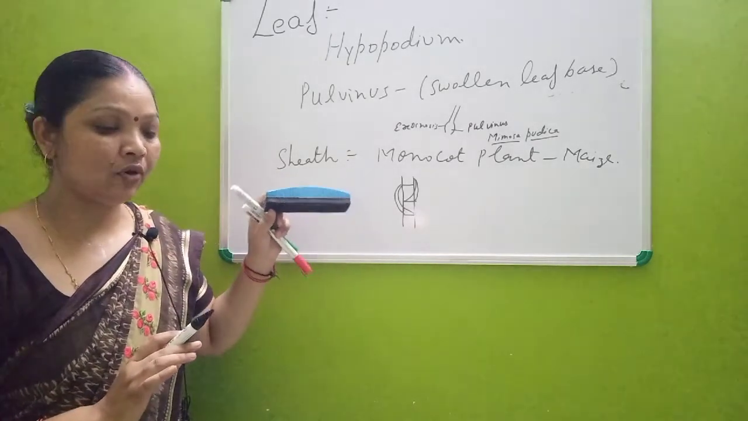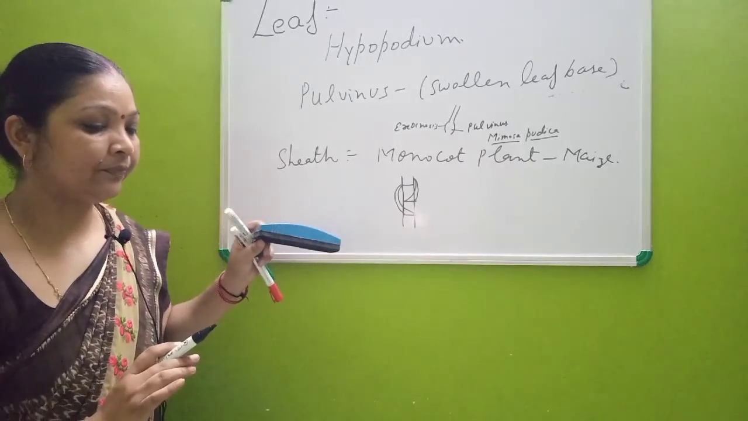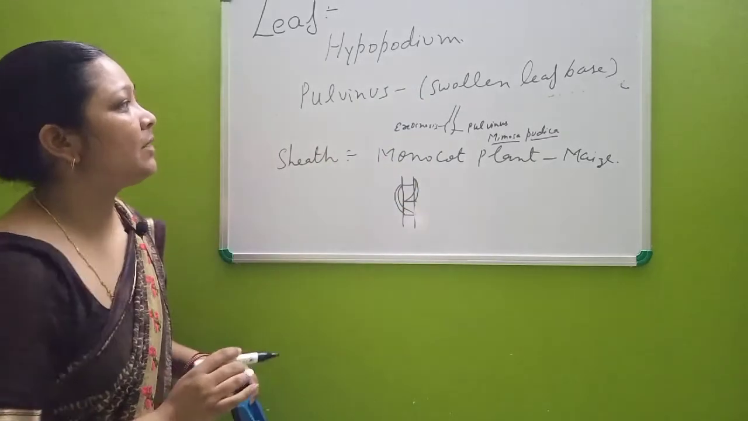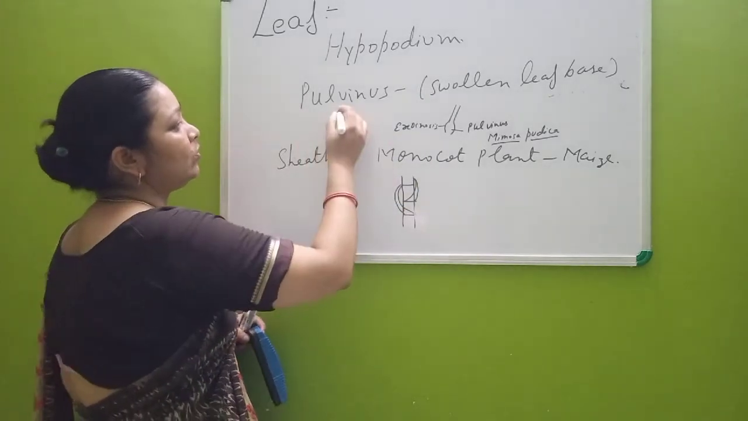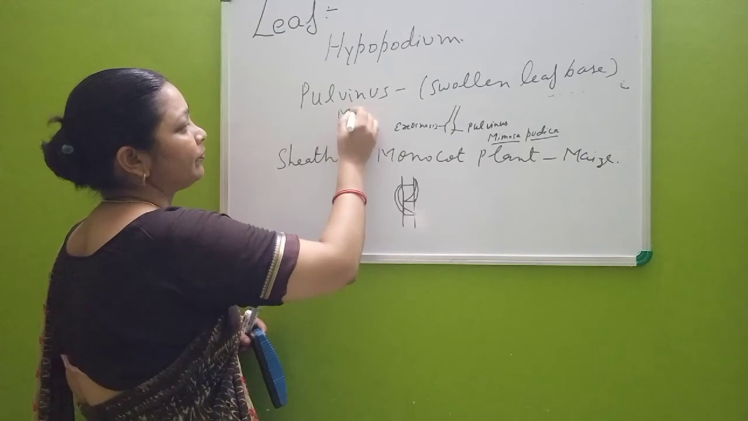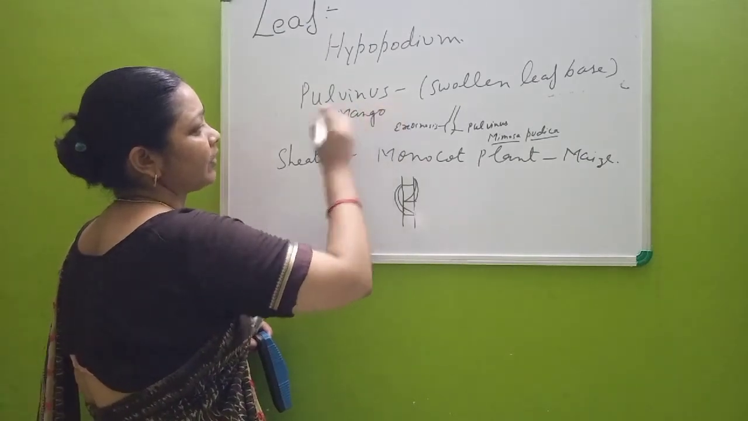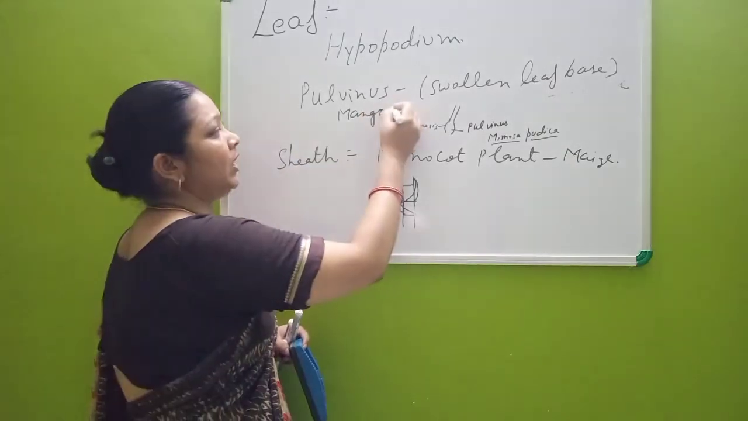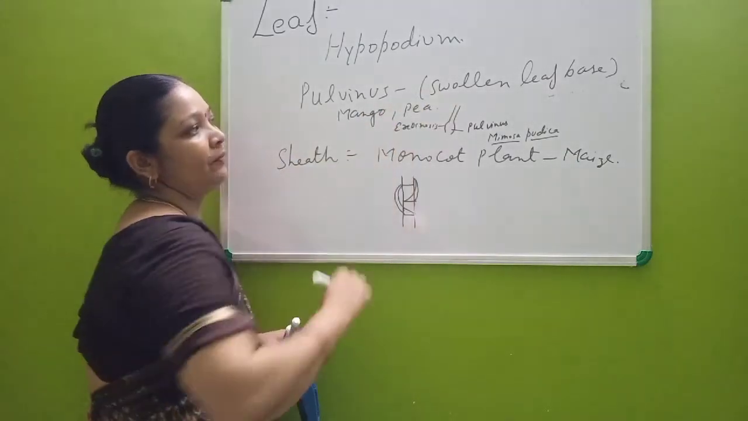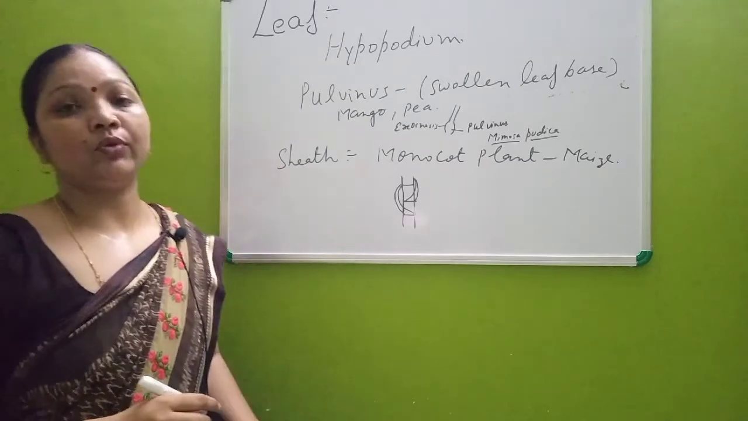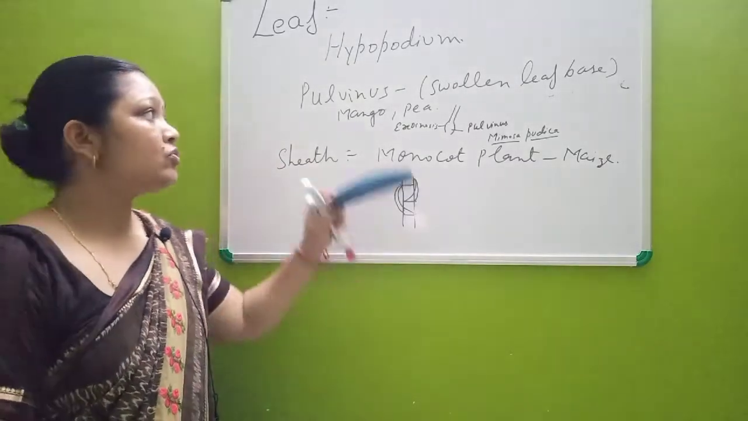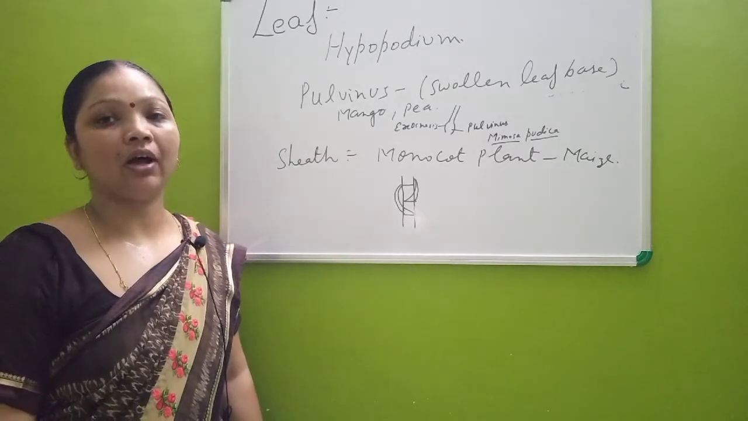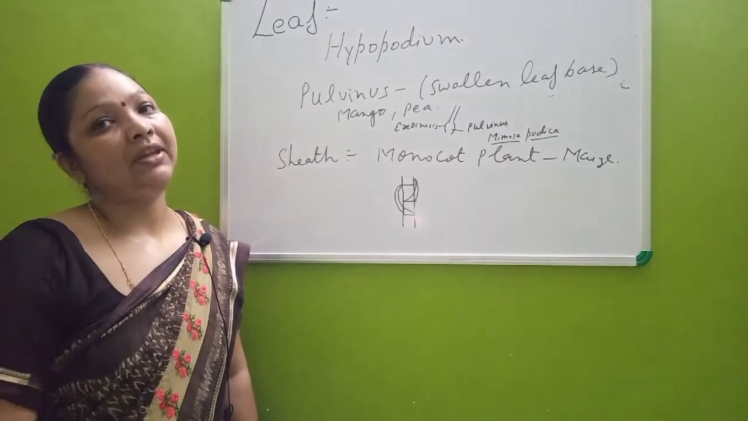It is also found in maize, whereas the pulvinus type of hypopodium is found in mango. It is also found in pea. It is found in some grasses also. So these are the two types of hypopodium that are found in a leaf.